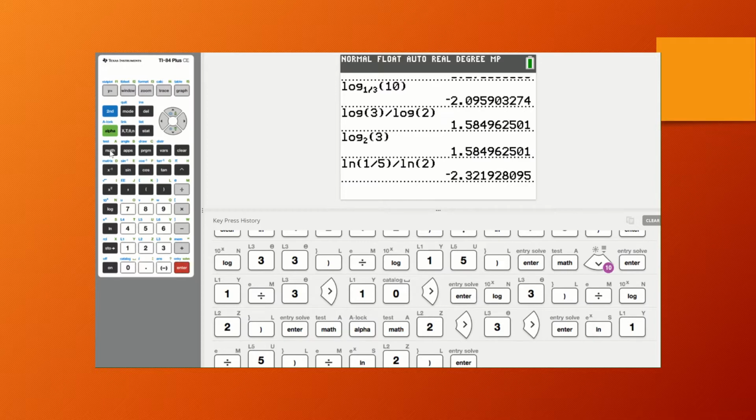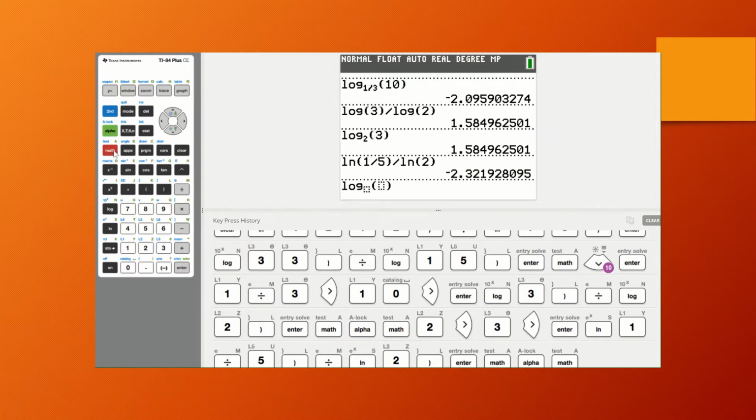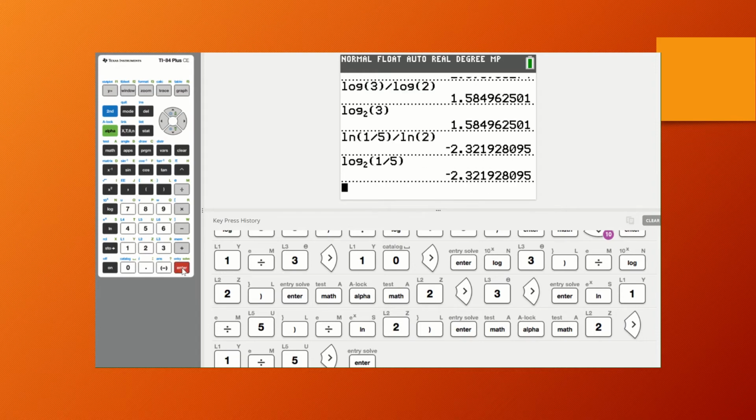And again, just for fun, I'm going to use the feature on the calculator. I'm going to hit math. I'm going to hit alpha, math again, which brings me to my log feature. And what would I put in here? Let's see, it'd be log base 2 of 1/5. And I better get the same thing. That 1/5 tells me it's going to be negative. Well, how about that? Same thing. Using the change of base formula.